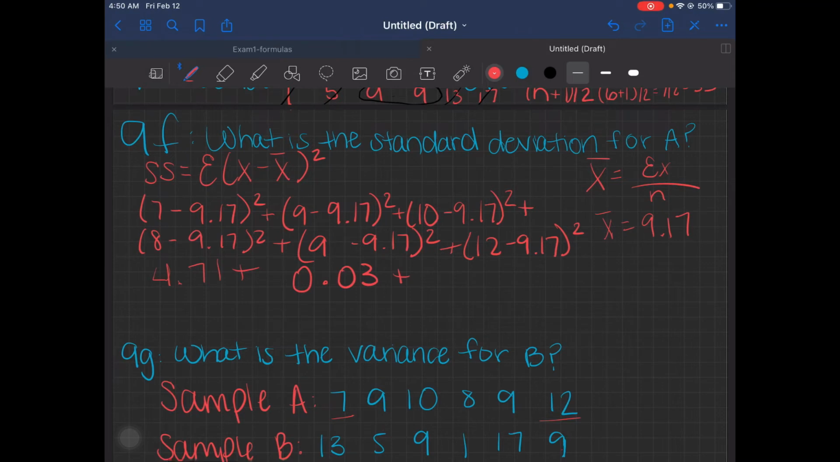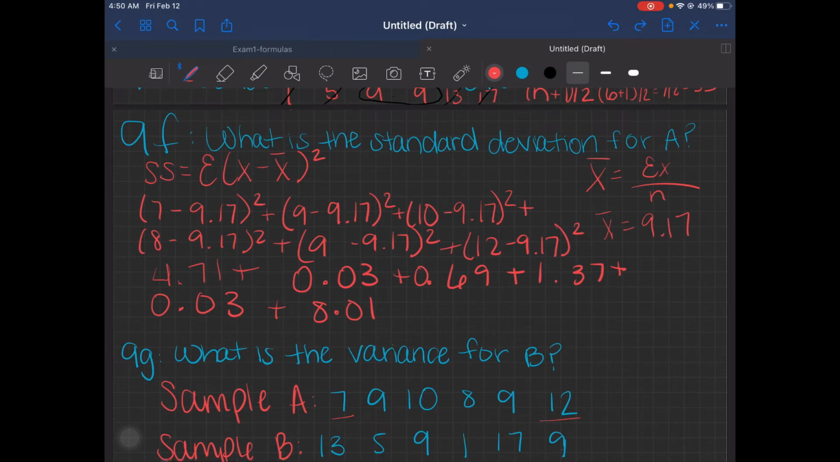10 minus 9.17 is 0.83 squared is 0.69 plus 8 minus 9.17 is negative 1.17 squared is 1.37 plus 9 minus 9.17 we said was 0.17 squared, which was 0.03. And then 12 minus 9.17 is 2.83 squared is 8.01.